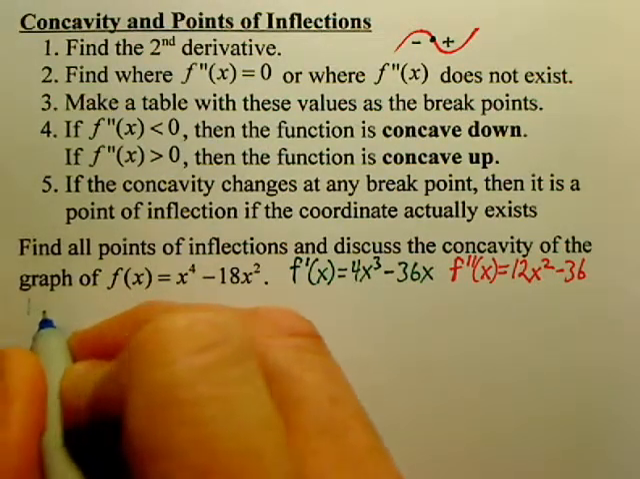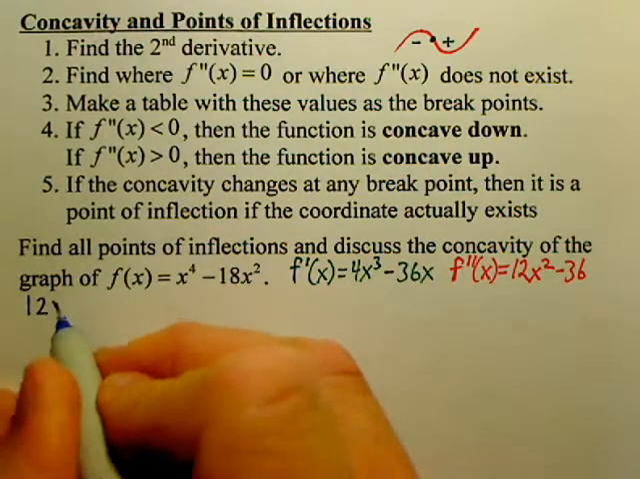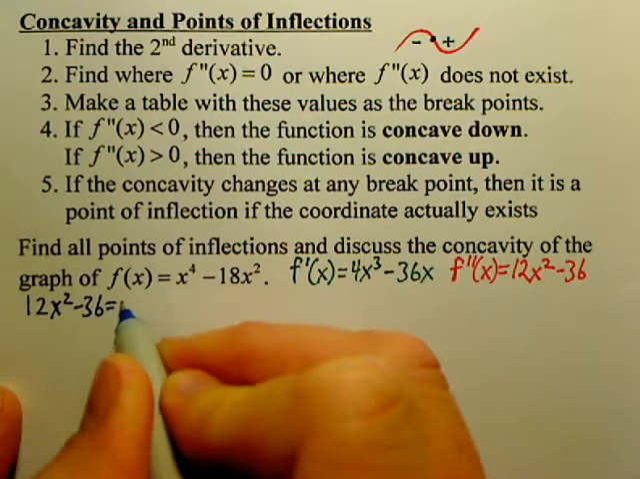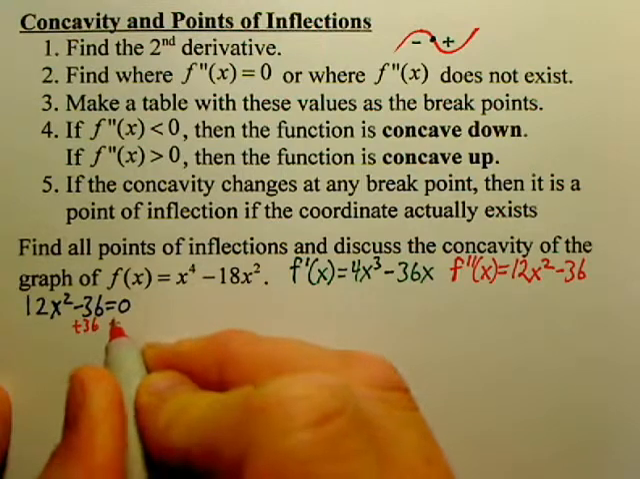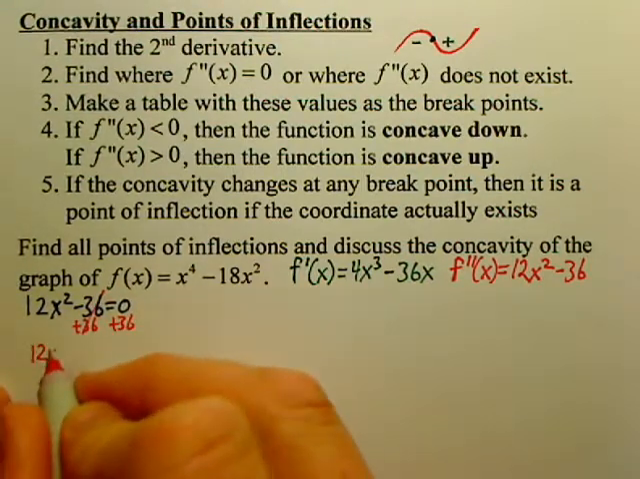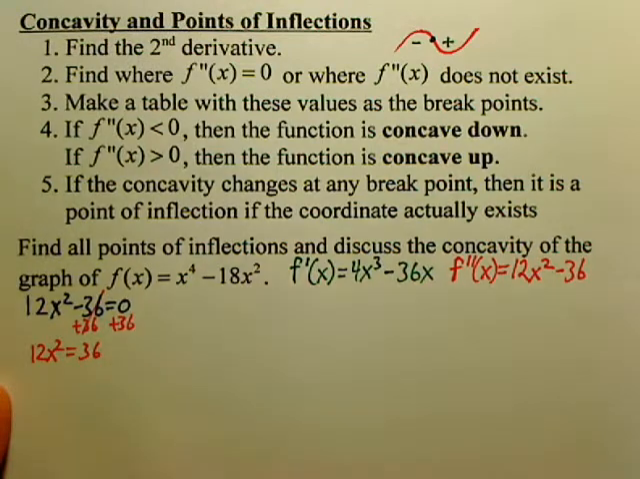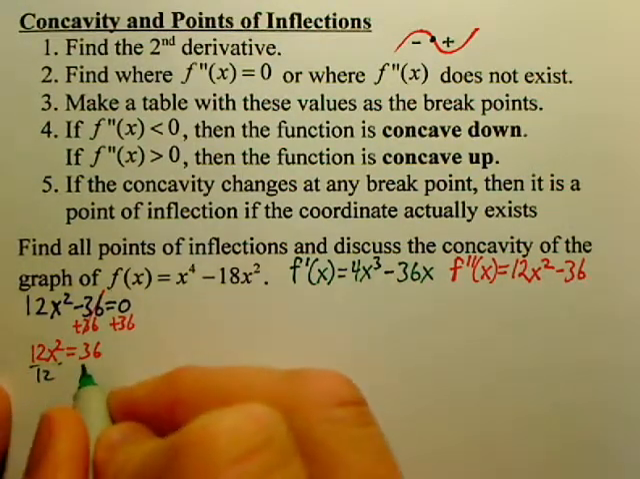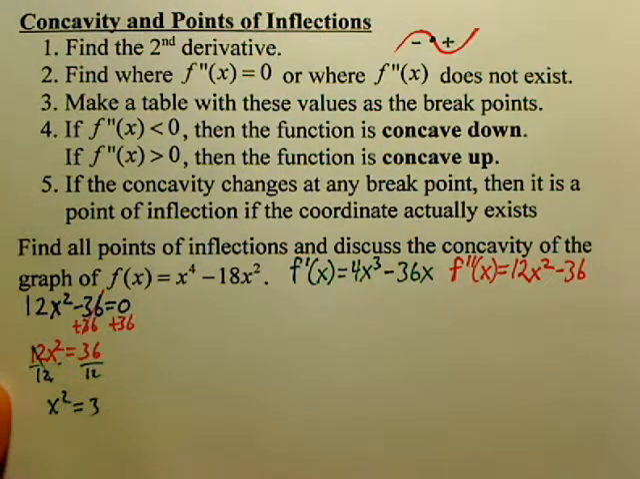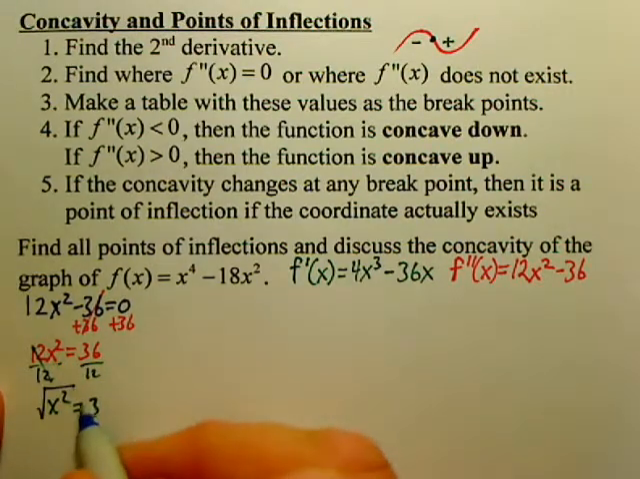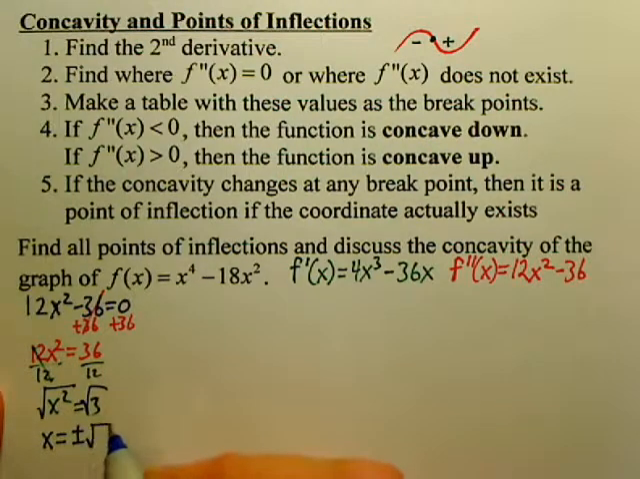Okay. So I got 12x squared minus 36 equal to 0, and I'm going to solve that. In order to solve it, I'm going to add the 36 over, and I get 12x squared equals 36. Divide by 12. I got x squared equals 3. And then to get rid of a square, we square root. So I now have x equals plus or minus the square root of 3. All right, that is where the second derivative equals 0.